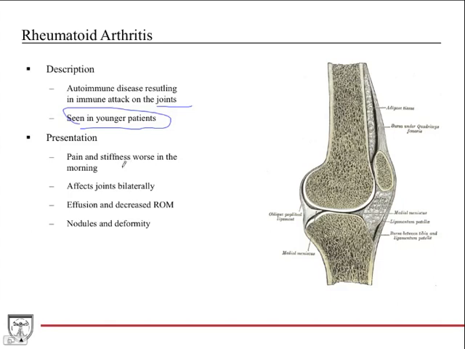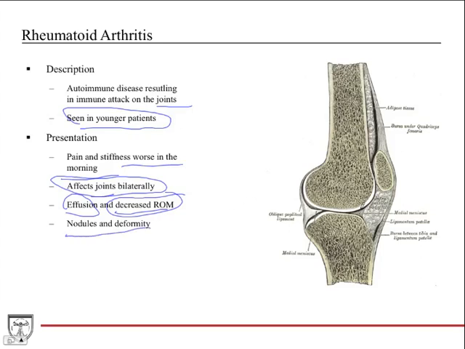Presentation, pain and stiffness that's worse in the morning. It affects the joints bilaterally. This is another important thing to be aware of for the board exam. It's a systemic disease, so it's going to affect all the joints, and so it'll affect both sides. Versus osteo, maybe the right has a lot of arthritis and the left has little or no arthritis. So the osteoarthritis joints are not on the same timetable versus rheumatoid, where the joints tend to be affected the same on both sides. You'll see effusion, which again is that inflammation, decreased range of motion, which is an important thing to note here for rheumatoid.